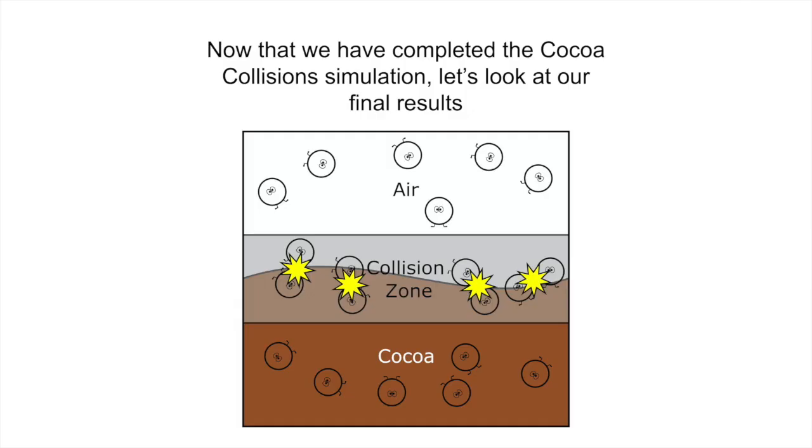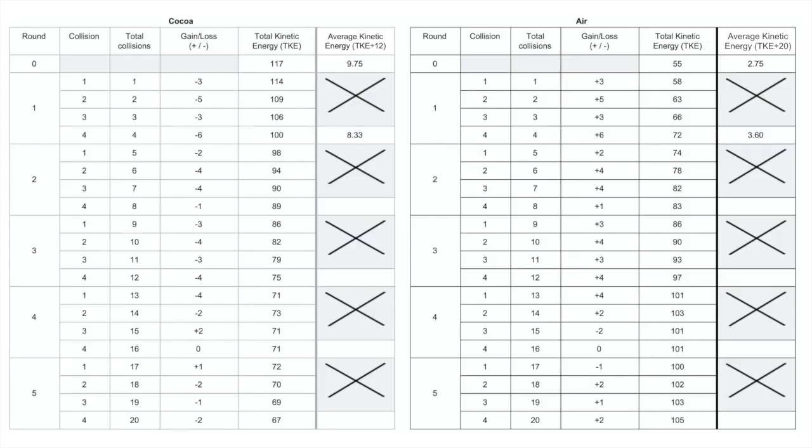We've now completed the cocoa collisions simulation. Let's take a look at the final results. Here we can see all the gains, losses, and total kinetic energy values from each of the collisions from the simulation filled out in your datasheets. Make sure that what you wrote down matches what is in these tables. On your own, you will use the equations in the average kinetic energy columns to calculate the average kinetic energy of all the air and cocoa molecules after each round of cocoa collisions. You'll then make a series of graphs that will help you complete this activity.